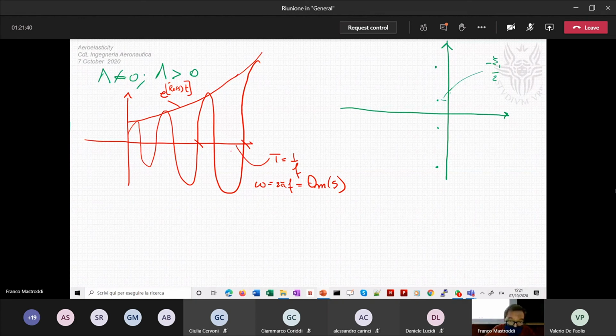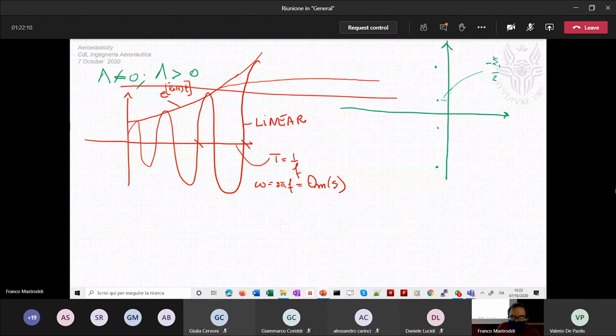If this is linear, and the nonlinear, I am not able to change my red. Incredible. Okay, the nonlinear is something like this. After this threshold level, the nonlinearities are able to be activated, and then you have this amplitude for your oscillation. So this is linear and this is nonlinear.